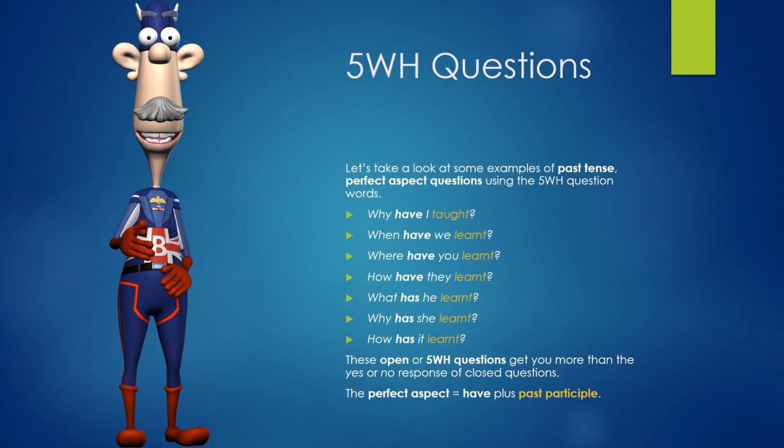Five WH questions. Let's take a look at some examples of past tense perfect aspect questions using the 5 WH question words. Why have I taught? When have we learnt? Where have you learnt? How have they learnt? What has he learnt? Why has she learnt? How has it learnt? These open or 5 WH questions get you more than the yes or no response of closed questions.